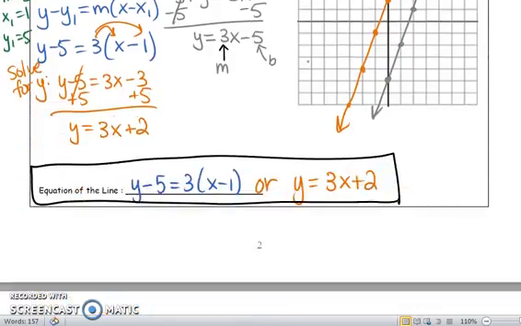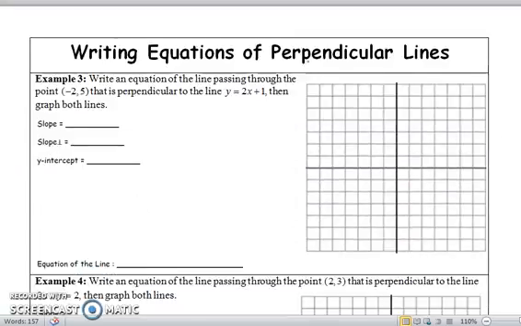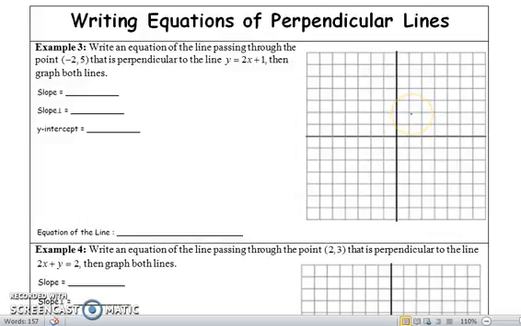Flipping to the next page, let's focus on writing equations of perpendicular lines. So example 3 wants us to write an equation of the line that passes through the given point, (-2, 5), which is right here. And we want this line to be perpendicular to the line y equals 2x plus 1. Now, we're given this line, y equals 2x plus 1. That's in slope-intercept form. So the slope is 2, the y-intercept is 1. So the line looks like this.